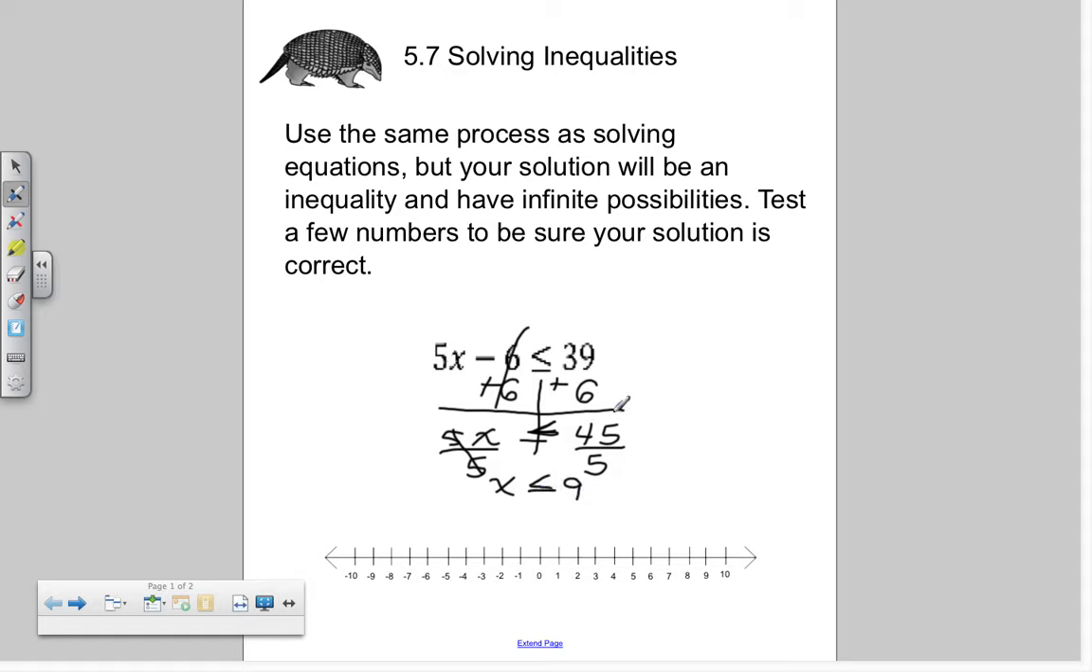So that process should not be foreign to you. But now let's look at what our solution is. X is less than or equal to 9. That means any number that is less than or equal to 9 will work in this inequality. So to put my answer on a graph, I'm going to do a filled in circle on 9 because 9 can be a possible solution.